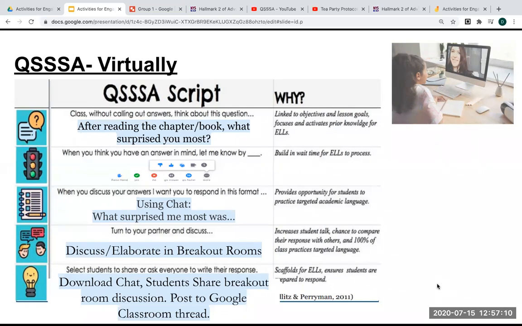Later on, if you use the chat, you can assess by downloading the chat, and then you can see what each student had posted. And then you can have students share what was discussed in the breakout rooms. You can also have students post their response to a Google Classroom thread, or whatever it is that you're using.